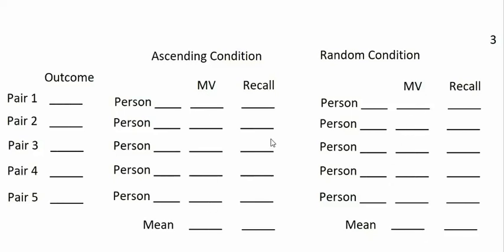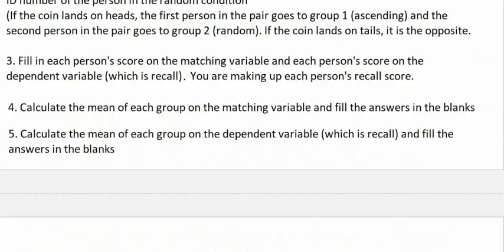Now what we need to do is fill in the actual recall scores from the experiment. So once the experiment is done, each person will have a recall score. So just make up each person's recall score. Make up a number between 0 and 10. No, I'm sorry, 0 and 12 for each person. I think that's what I said in my directions.